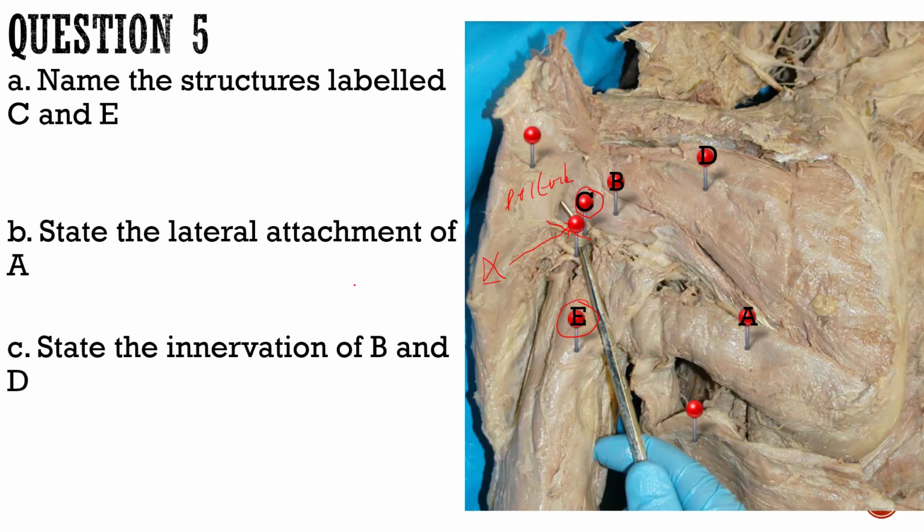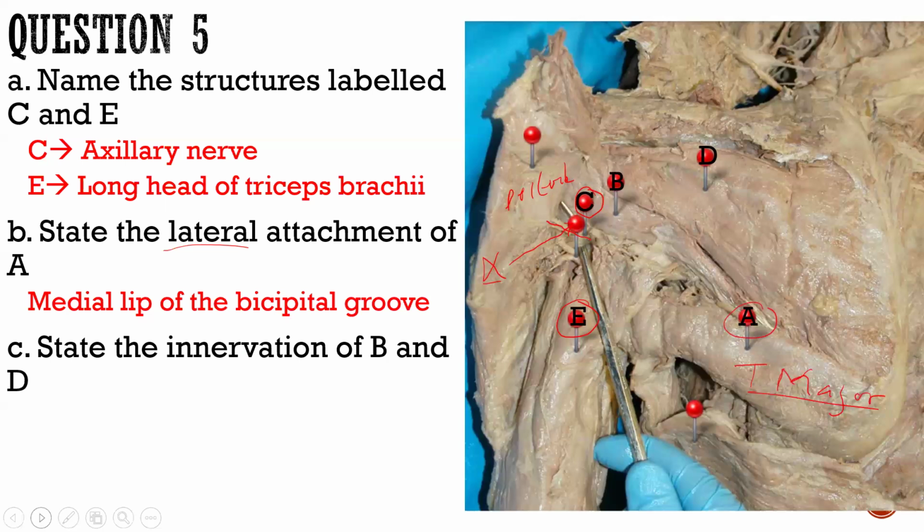Now, we've been asked to state the lateral attachment of A. A over here is the teres major. Please remember teres major is not a rotator cuff muscle. It's attached laterally to the medial lip of the bicipital groove. Remember the bicipital groove, it's a groove on the shaft of humerus. It is literally a groove, as the name suggests.